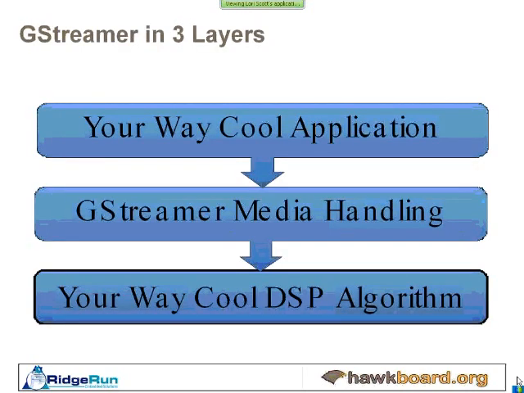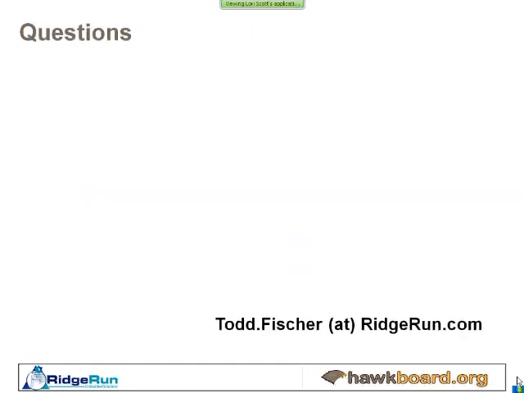So in summary, there are three aspects to GStreamer. We had your way cool Linux application that is making some calls into the GStreamer for doing media handling, and then that is routing the control messages and the data to be processed by your way cool DSP algorithm. And so you can focus on algorithm and let GStreamer take care of all the rest of making available the great IOs that exist on the HawkBoard. So at this time, I'm ready for questions.